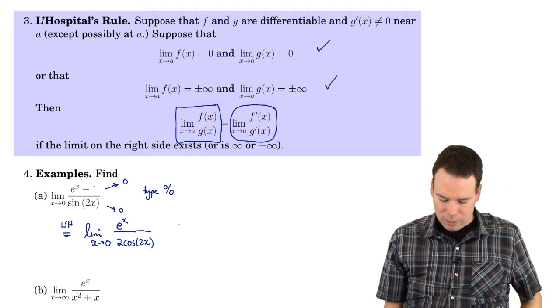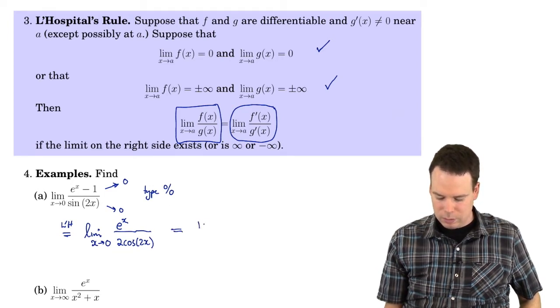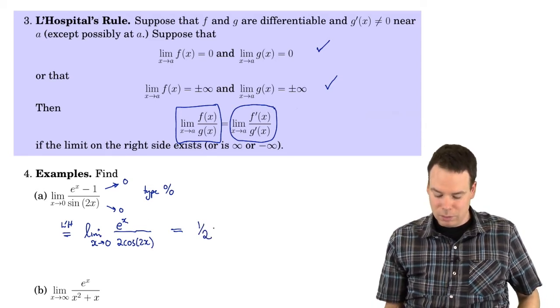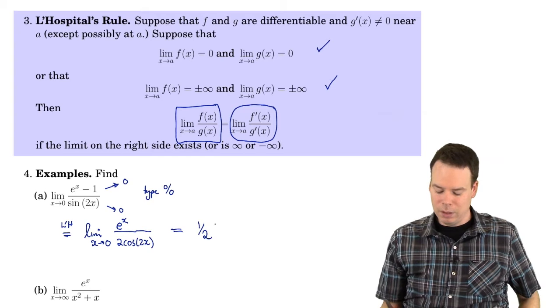And now if we stare at this one, we say, well, as x goes to 0, the top goes to 1, the bottom goes to 2, and so that's no longer of type 0 over 0. That's a limit that we can actually compute just by popping x equals 0 in, and we get a value of a half.